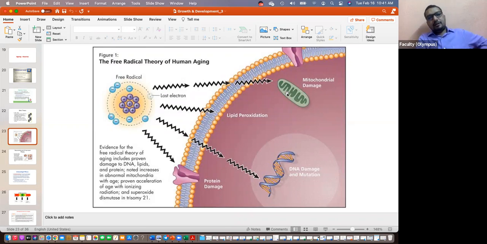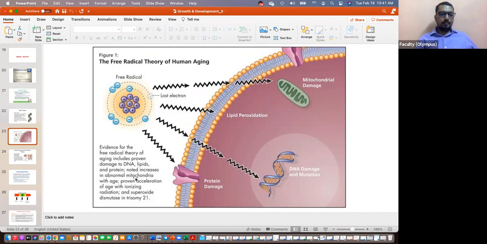Okay, free radical theory. So we are learning how free radicals can cause the aging process. I explained to you what free radicals are, what produces them, and what aspects of our cell are affected by free radicals. And this is a proven one, meaning free radicals are demonstrated to cause these problems.